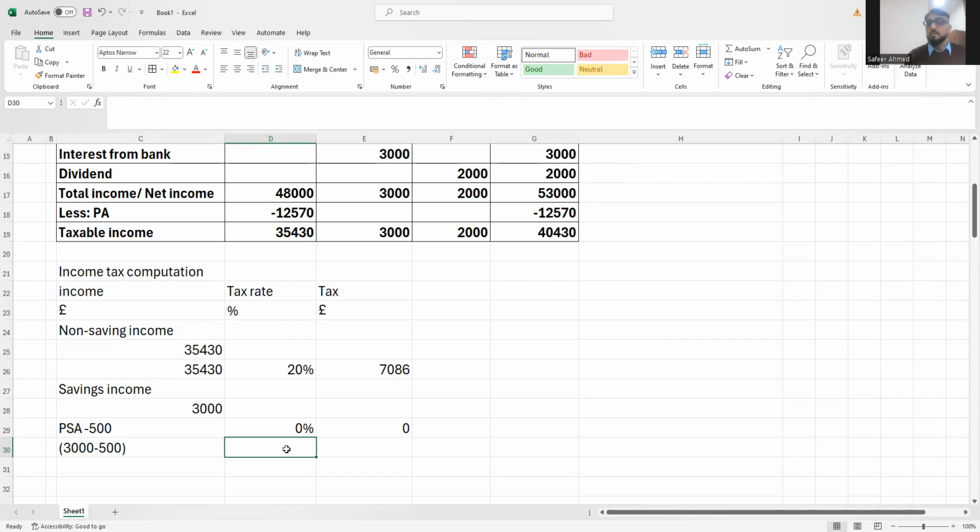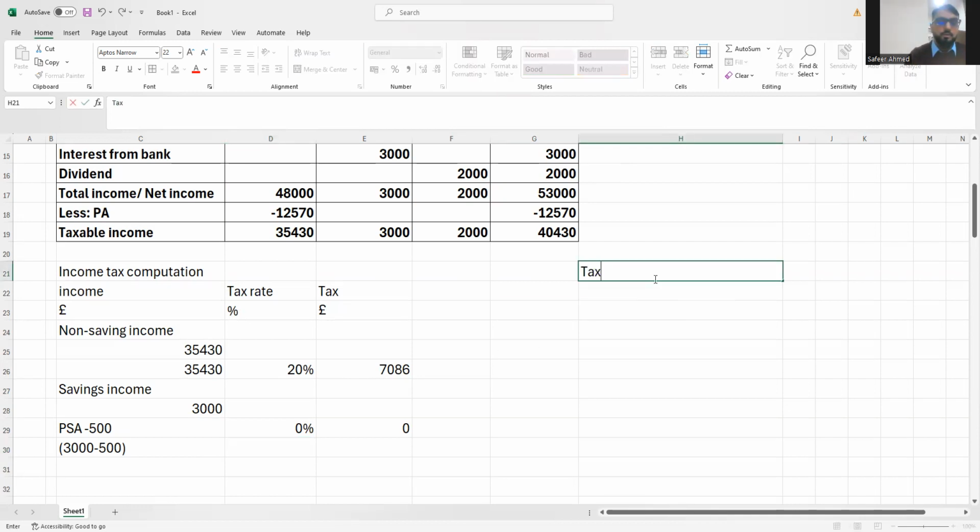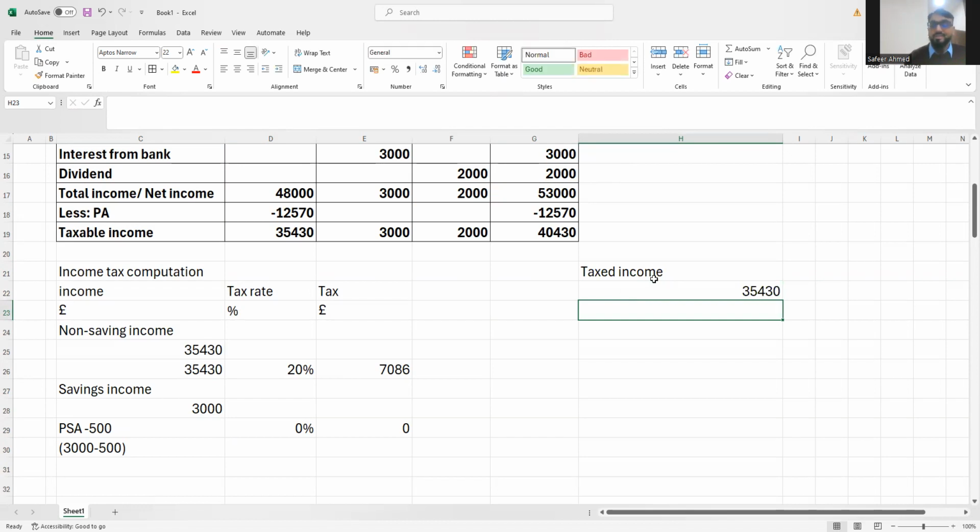We need to establish that first of all. So on the side, you can write the taxed income, that is, what income we have already taxed. Then it gives you the threshold and the rates and everything. If you think about it, we have already taxed 35,430. And interestingly, this 500 is counted towards the threshold, by the way. The threshold has been utilized, although we have not paid tax on that 500.